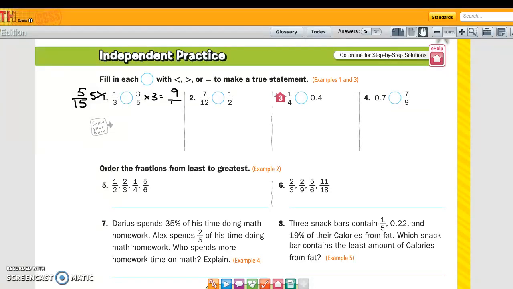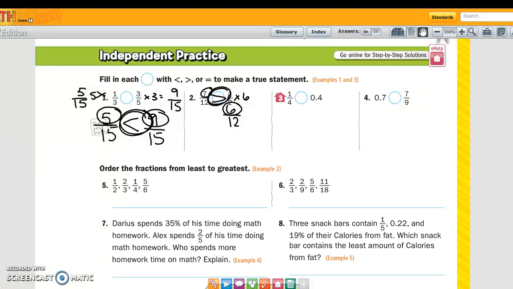So we get 9 over 15. So I'm going to rewrite this down here so it's easier for you to see. I have 5/15 and 9/15. So we're going to look at these top numbers now. 5 is less than 9, so we're going to use the less than sign. Our next one is 7/12 and 1/2. I know I can make 2 into 12 by multiplying by 6 on top and bottom. So I get 6/12. So I'm going to look at that 7 and look at that 6. 7 is greater than 6, so we have a greater than sign.